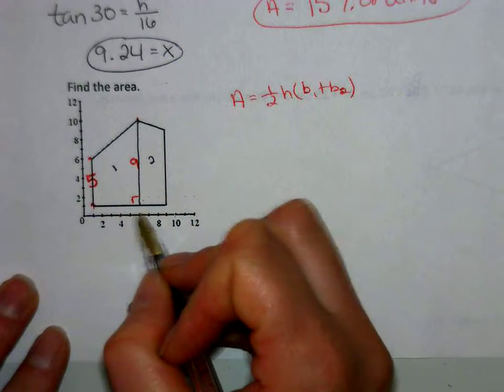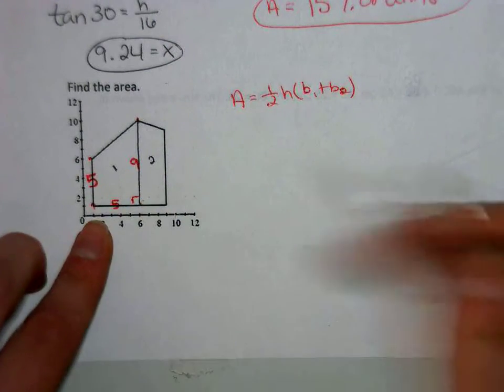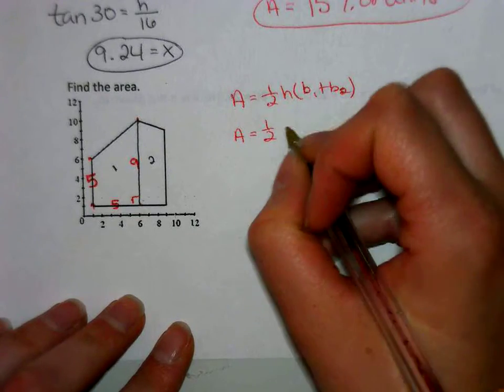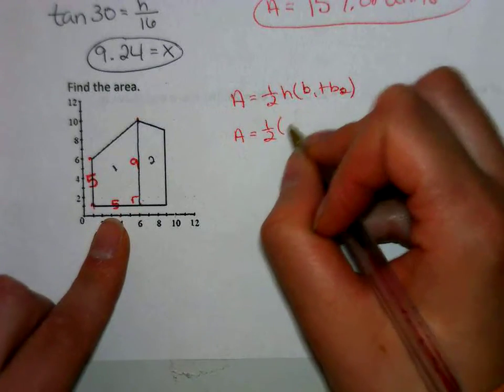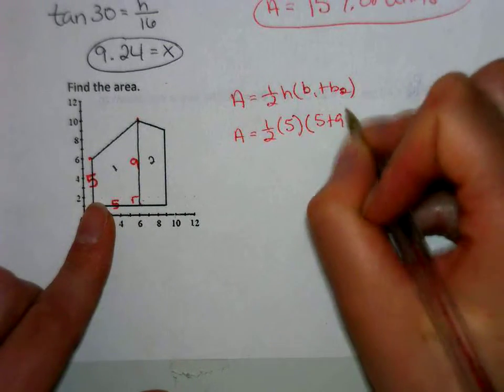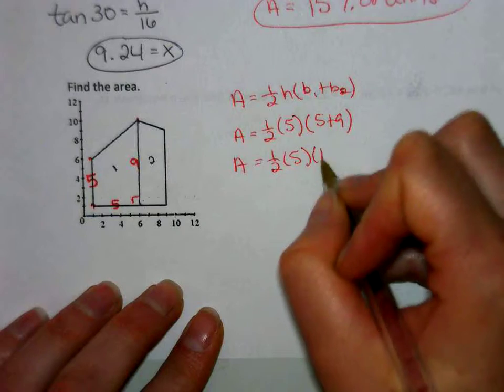So now we have enough information to finish finding that area. So 1/2 times 5 times 5 plus 9. And we know that 5 plus 9 is 14. So then 1/2 times 5 times 14 is 35 units squared.